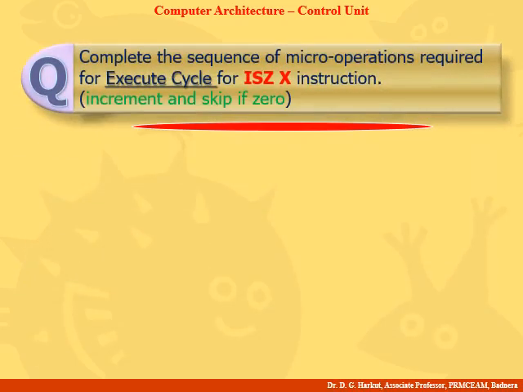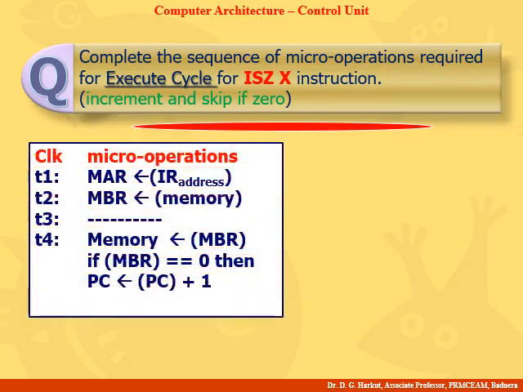Next, complete the sequence of micro operations required for execute cycle of the instruction ISZX. The instruction meaning is increment and skip if 0. Here the source code is given. Typical microinstructions are mentioned and one of the microinstructions is missing. You need to identify the right microinstruction which will be suitably placed in clock cycle T3.